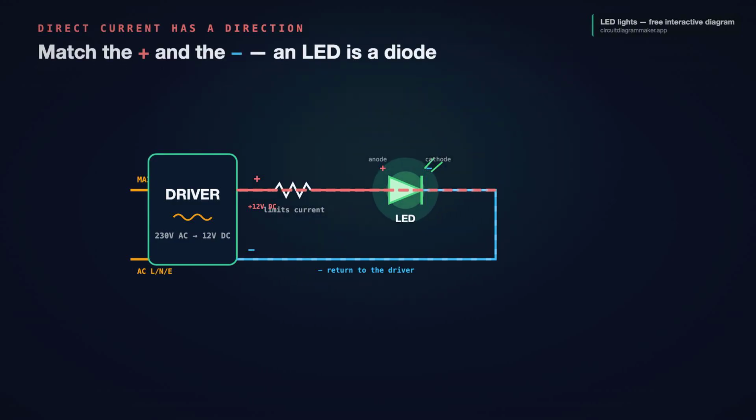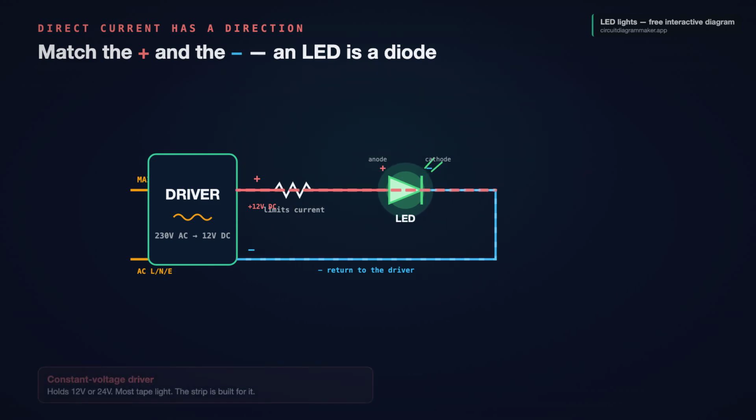Right, polarity. Now the part that trips people up. Direct current has a direction. On the low voltage side, one wire is positive, one is negative. An LED is a diode. Current only flows through it one way. Wire it backwards and nothing happens. No light. Sometimes no harm. Sometimes a dead strip. So match the marks.